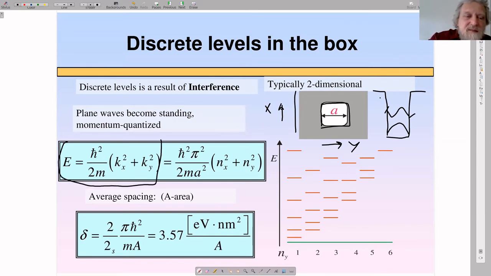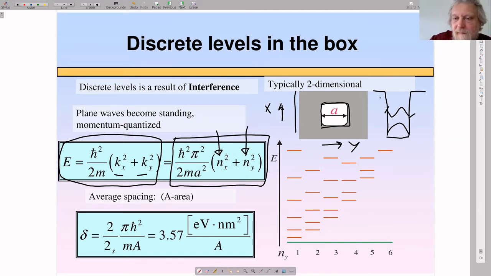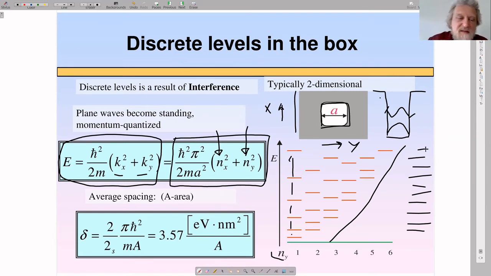So there's kinetic energy. The wave vector is quantized. And that's what we got. We've got a system of discrete levels labeled with two numbers, nx and ny. Let me plot these levels. Let me arrange them in series. I fix ny and plot energies at different nx. And within each series, I see increasing distance between the levels. But if I take all series together, the distance between the levels will be approximately constant.